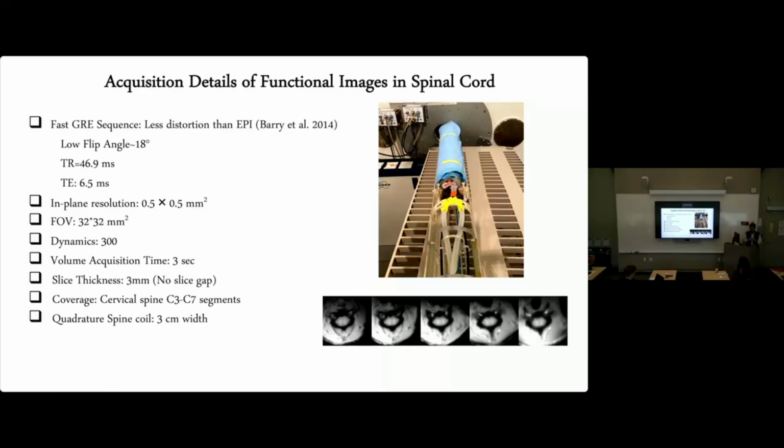Now, for the functional imaging, we use fast GRE sequences, as Rob Barry and others have shown that it works much better than EPI data. We use a high in-plane resolution of 0.5 millimeters square, acquiring around 300 dynamics, and we have a volume acquisition time of 3 seconds from the 5 segments that we image.